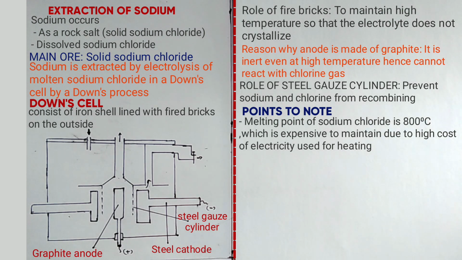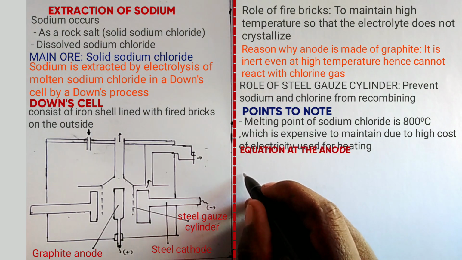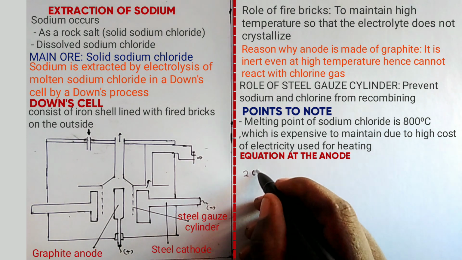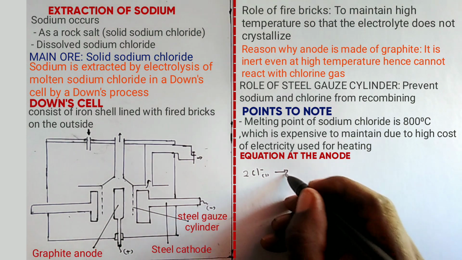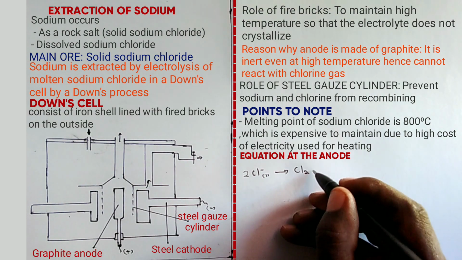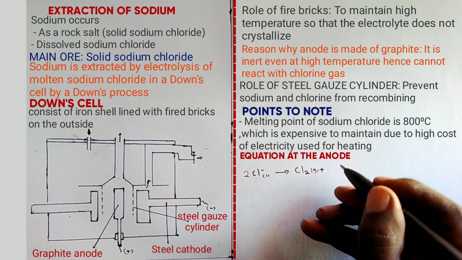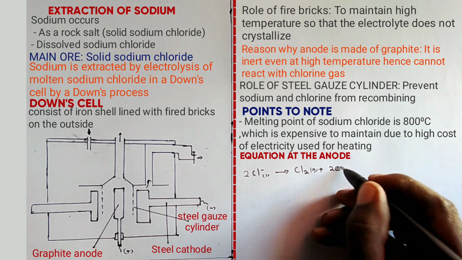Now the reaction takes place in this cell here. We have three ions inside here: calcium ions, chloride ions, and sodium ions. Chloride ions migrate to the anode. When they migrate to the anode, they lose electrons as shown below: 2 chloride ions (l) gives chlorine gas plus 2 electrons.